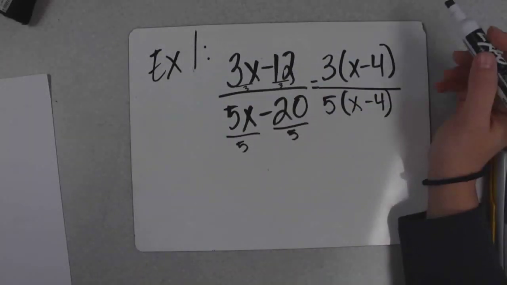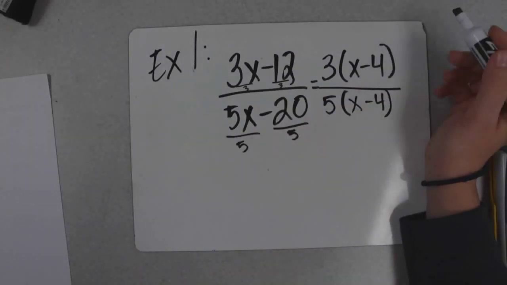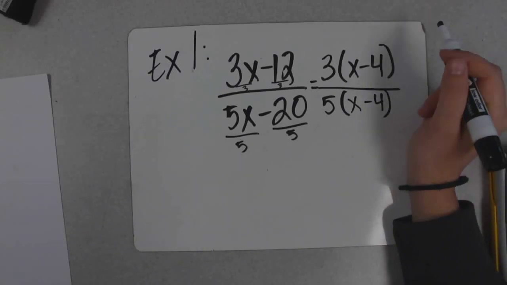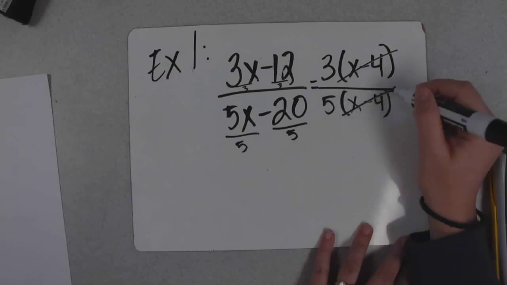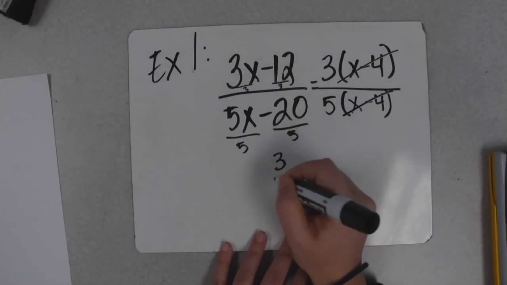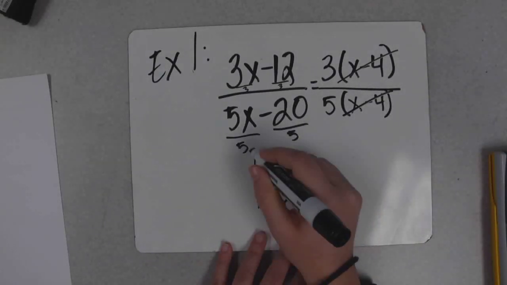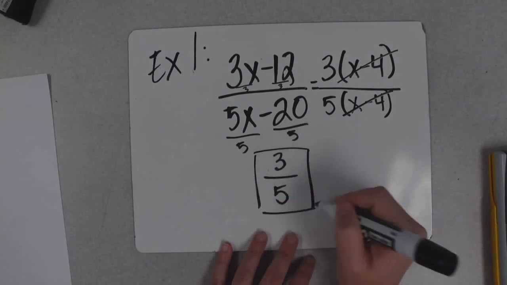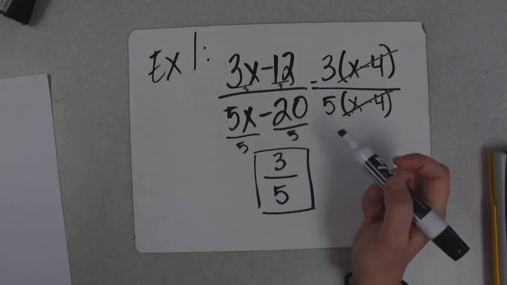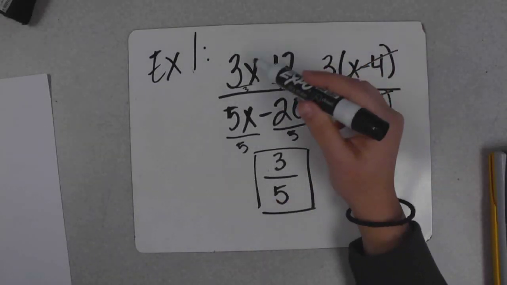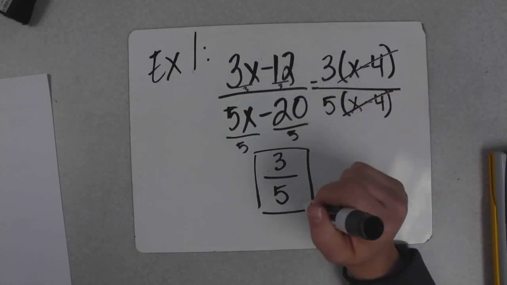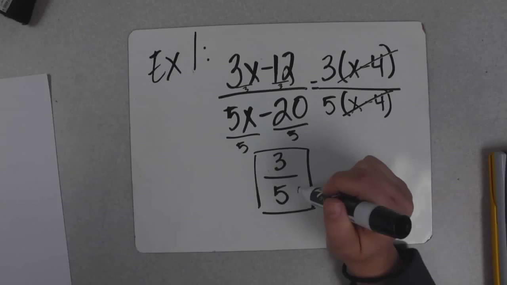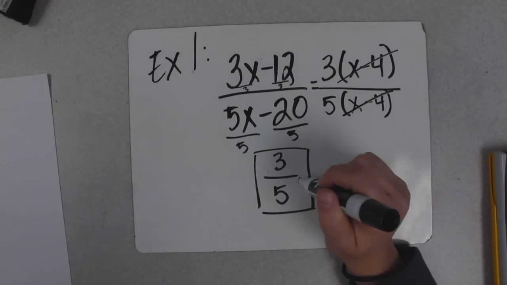Just like 5 over 5 equals 1 and x over x equals 1, so does x minus 4 over x minus 4. It just equals 1, so we can cancel them out, and we're left with 3 over 5 as our final answer. Our original problem is actually equivalent to the answer we ended up with. They're the same expression. This is just simplified.